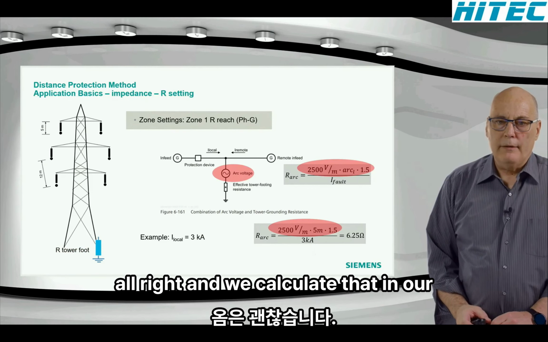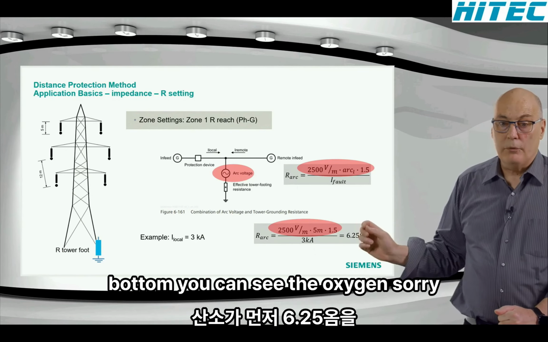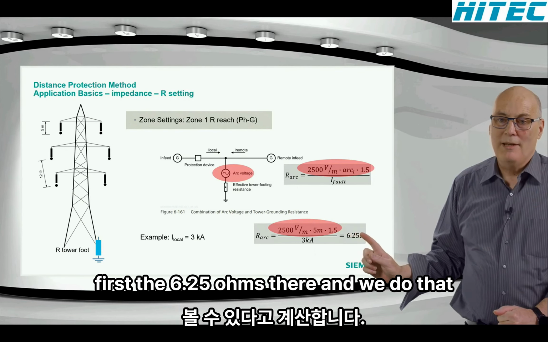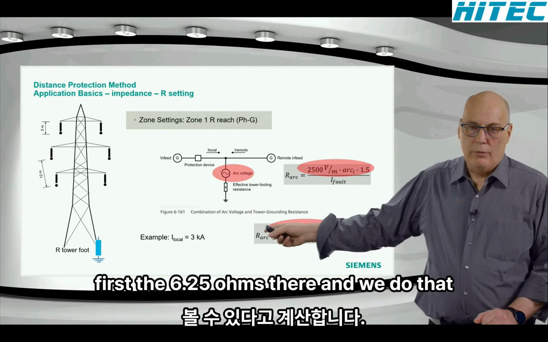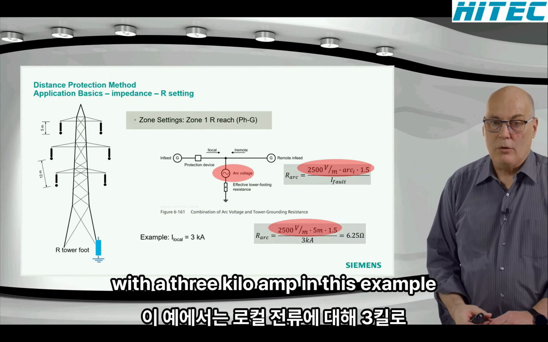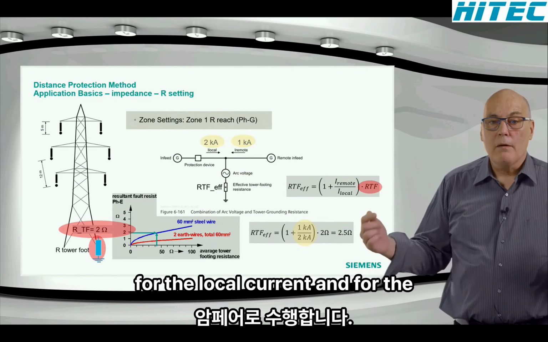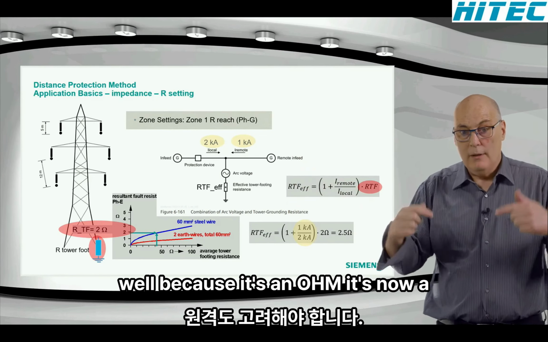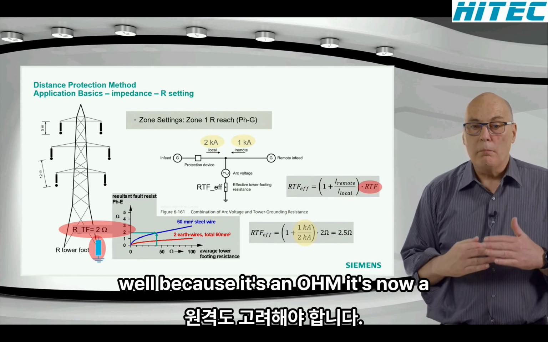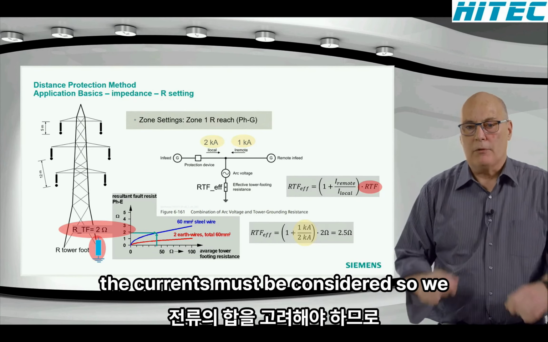All right, and we calculate that in our case for the tower footing resistance at the bottom. You can see the arc resistance first, the 6.25 ohms there. And we do that with 3 kiloamps in this example for the local current. And for the tower footing resistance, as I said, you have to consider the remote in-feed as well, because it's a resistance like in Ohm's law, and the sum of the currents must be considered.